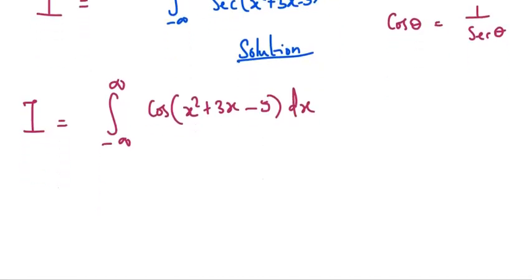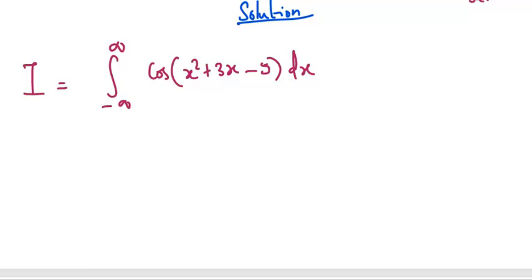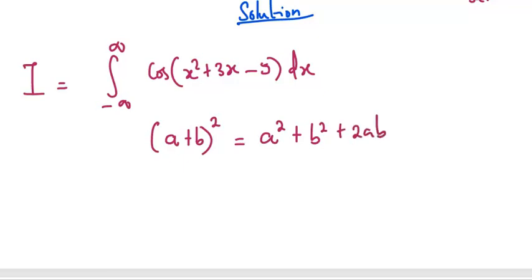Now we're going to complete the square of this quadratic expression. So how are we going to go about that? Okay, now let us recall that a plus b whole squared is equal to a squared plus b squared and then plus 2 times a times b.